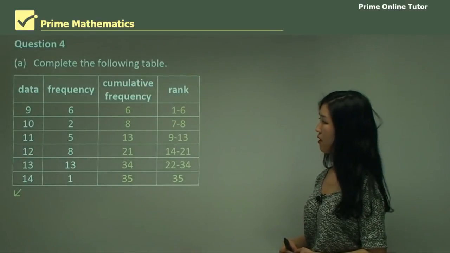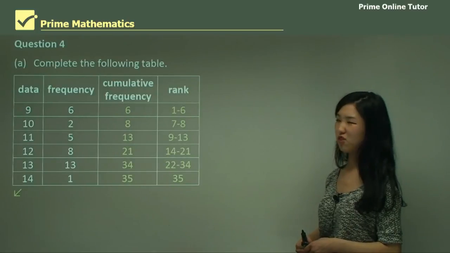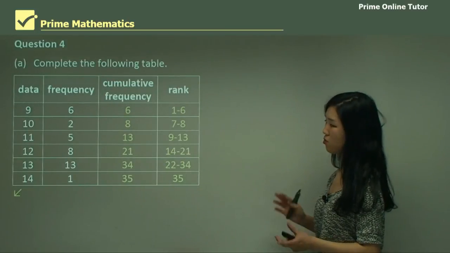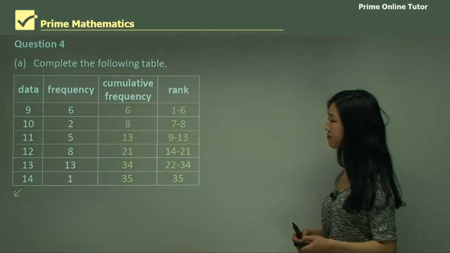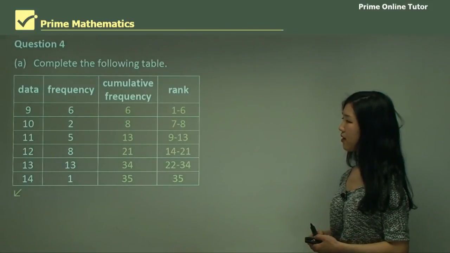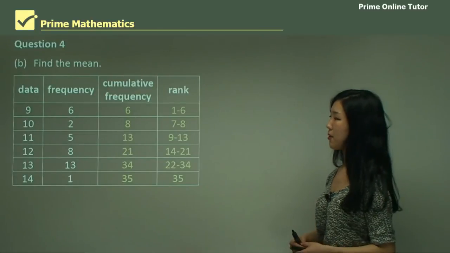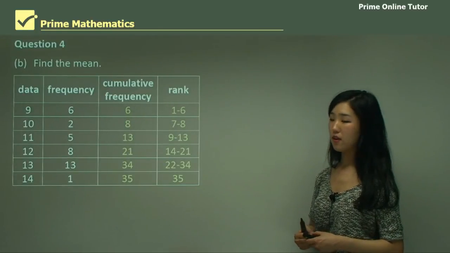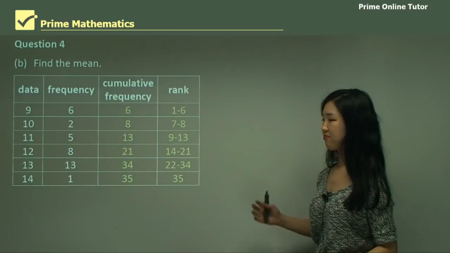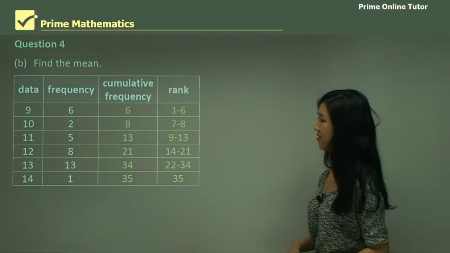So that's the table that I've just done. So you should be already used to this because we've done this quite a few times in the last lesson. So that's A, let's move on. We need to find the mean. Okay, so I'm going to try to use the calculator for this one because it's much quicker and I don't need to write a lot. So let's get started.